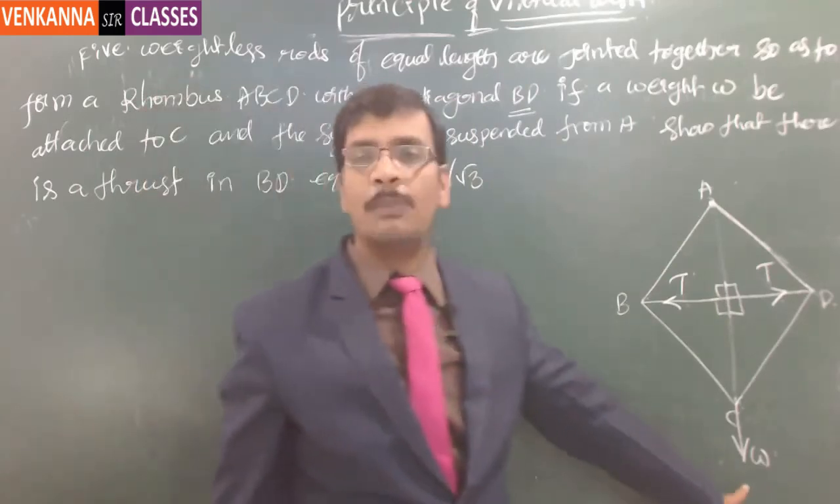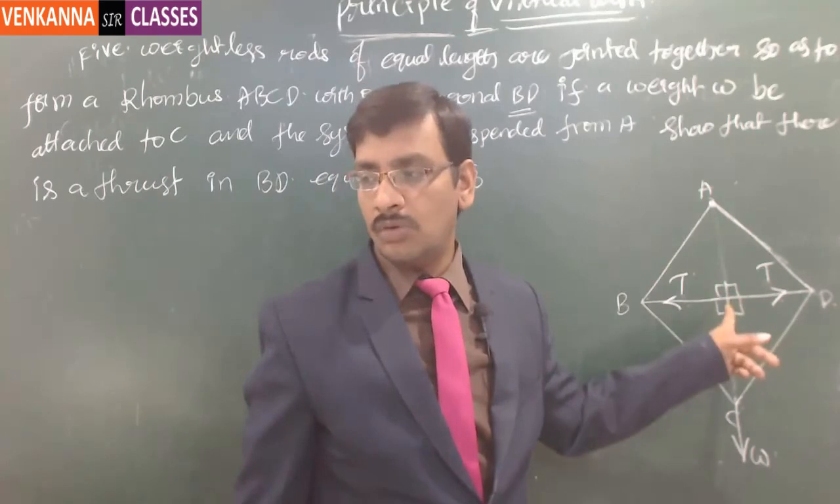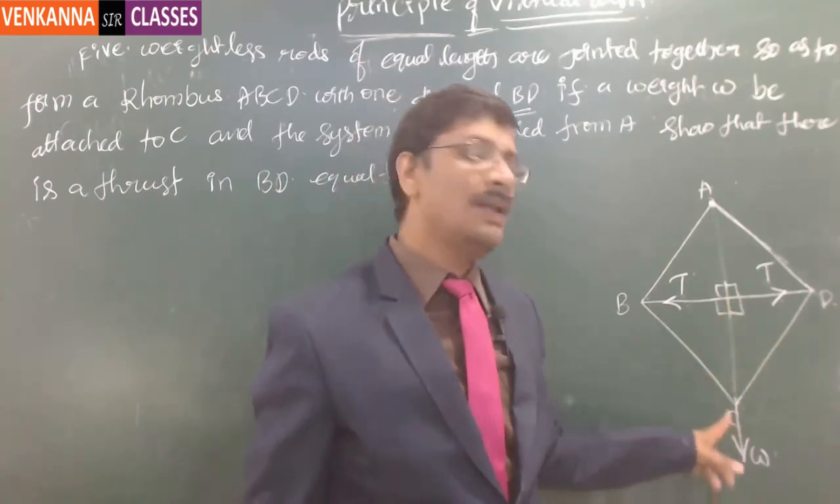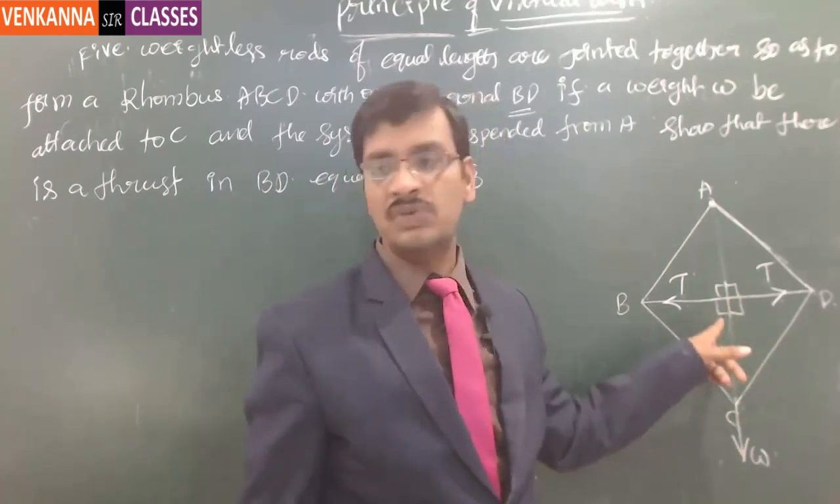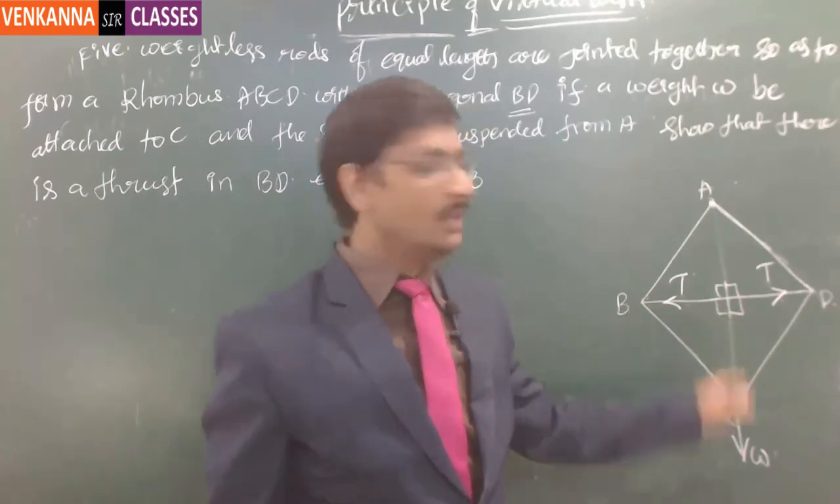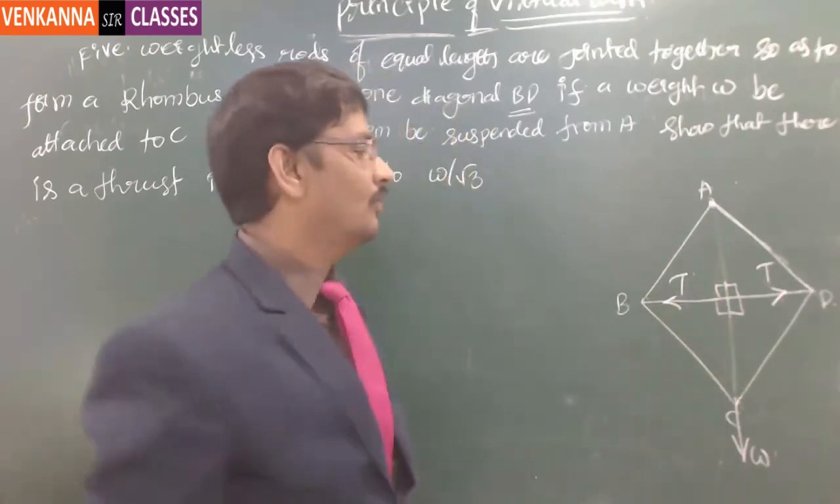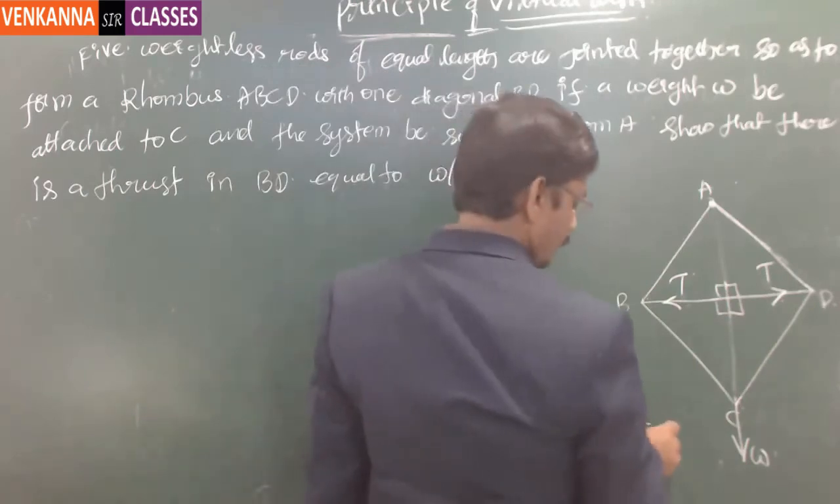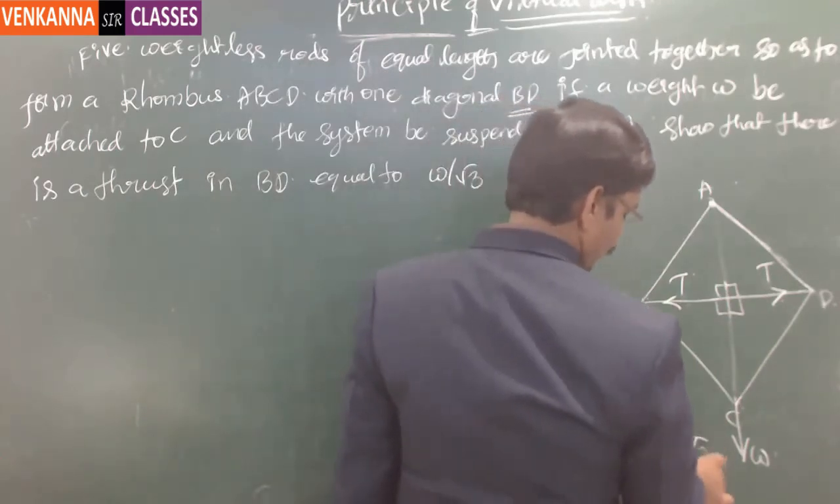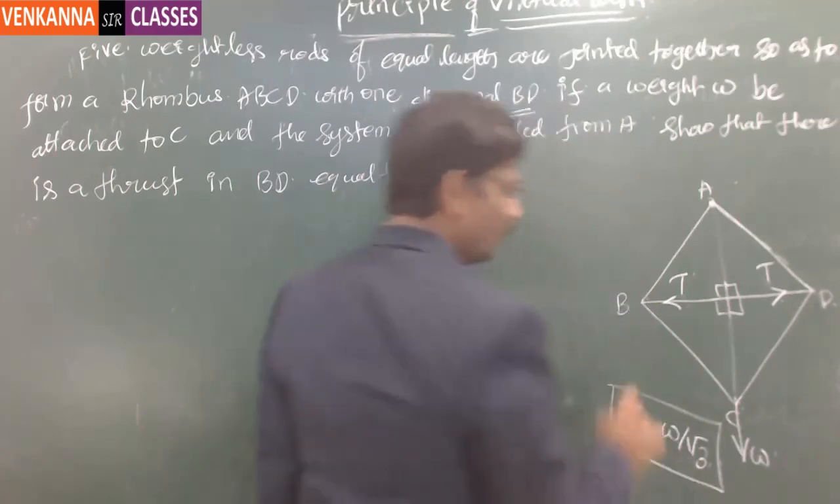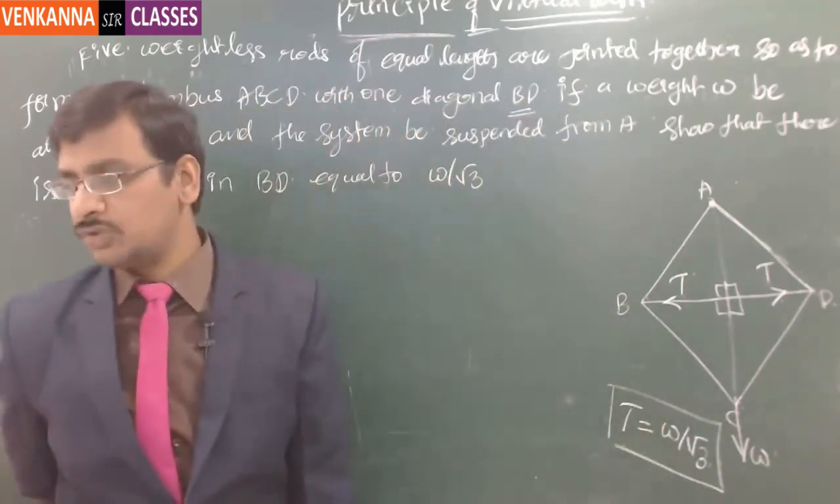So if you apply more weight here, then more thrust will be developed. If you apply less weight here, then less thrust will be developed, right? So there is a relation between T and W. He asked us to prove T is equal to W by root 3. Now here we can apply the principle of virtual work.